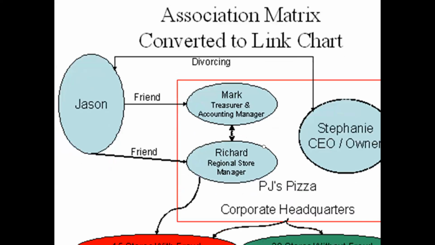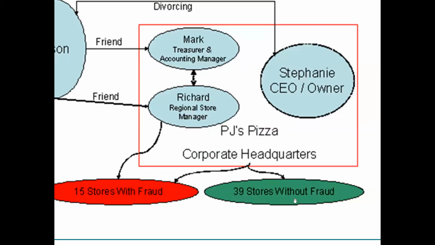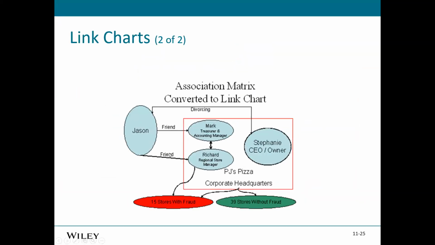general store manager. Richard is managing the region that has 15 stores. These stores are the ones with fraud. And then we have 39 stores that don't have fraud. So again, it just is providing us with the same information we saw on that association matrix. It just gives us a little different view or a little bit more detail.